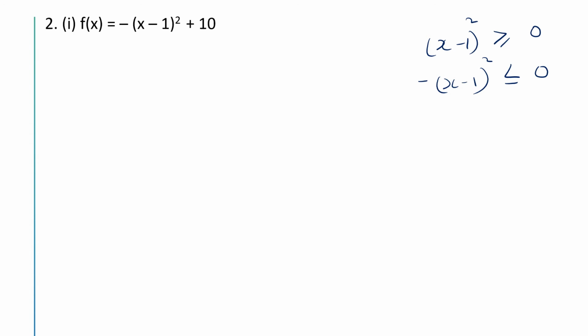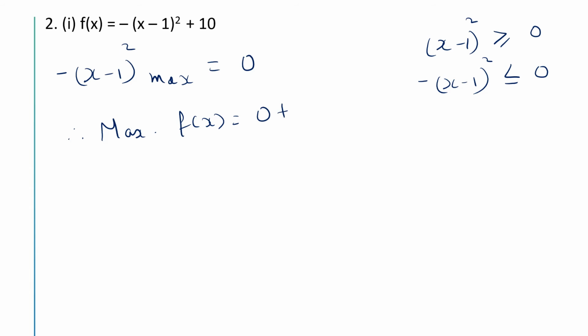So here we have minus of (x minus 1) the whole square, maximum is 0. Therefore, maximum value of f(x) is 0 plus 10. So it is equal to 10, which means f(x) can take a maximum value of 10 and no minimum value.